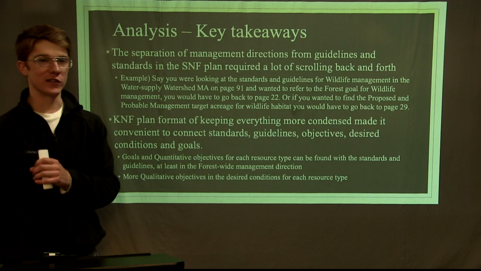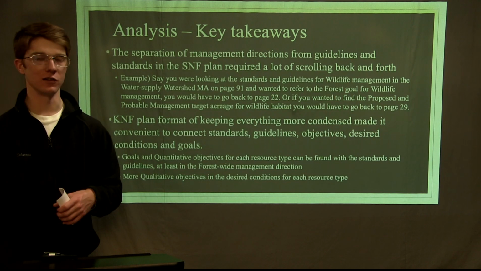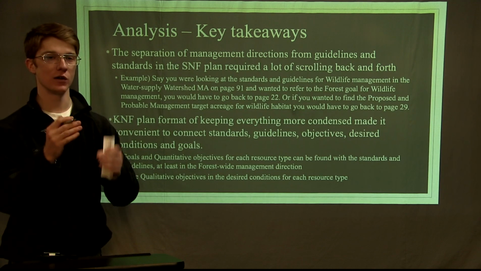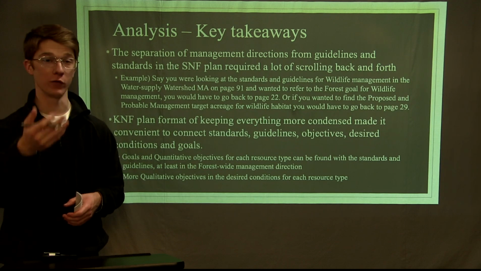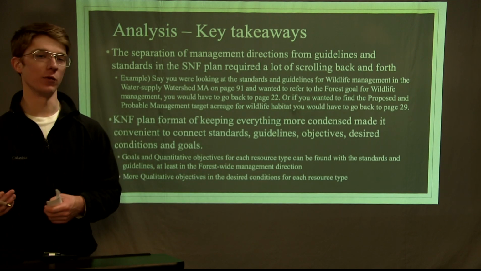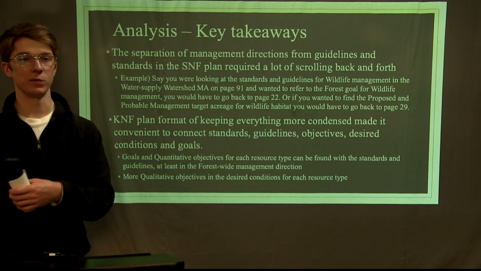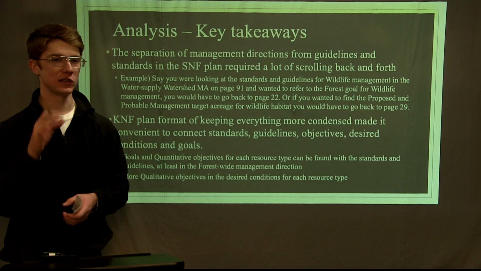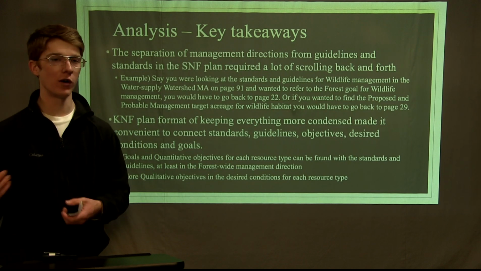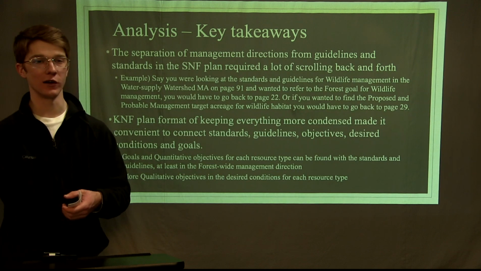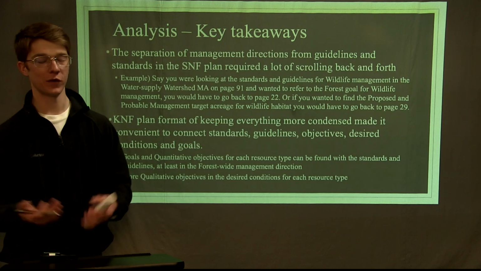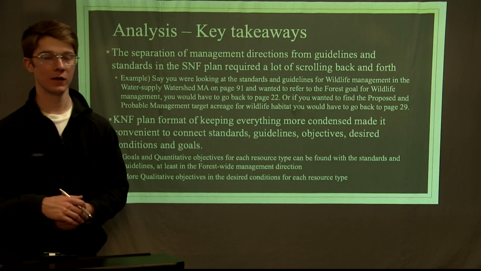And then, just kind of a side note, going back to those desired conditions, the Kootenai National Forest Plan actually had specific desired conditions for each individual resource type within either forest wide or management areas, versus the Shawnee National Forest Plan, which has those desired conditions just kind of vaguely in a paragraph at the beginning of each management area. So the qualitative targets for the Kootenai National Forest are a little more fleshed out than the Shawnee, from what I've gathered so far.